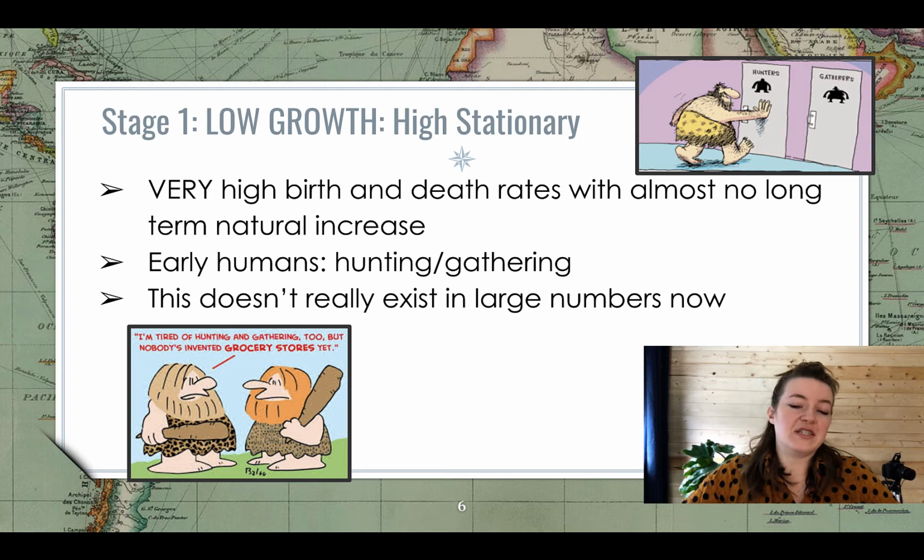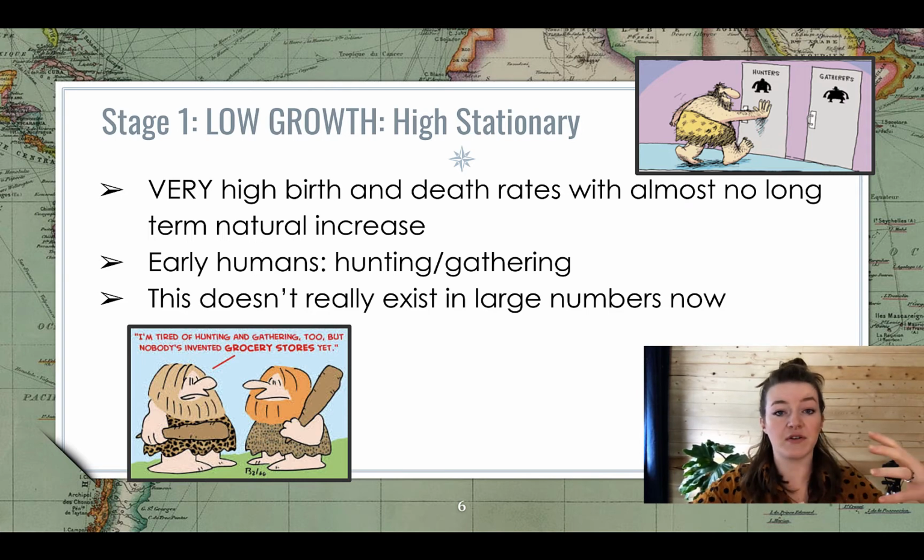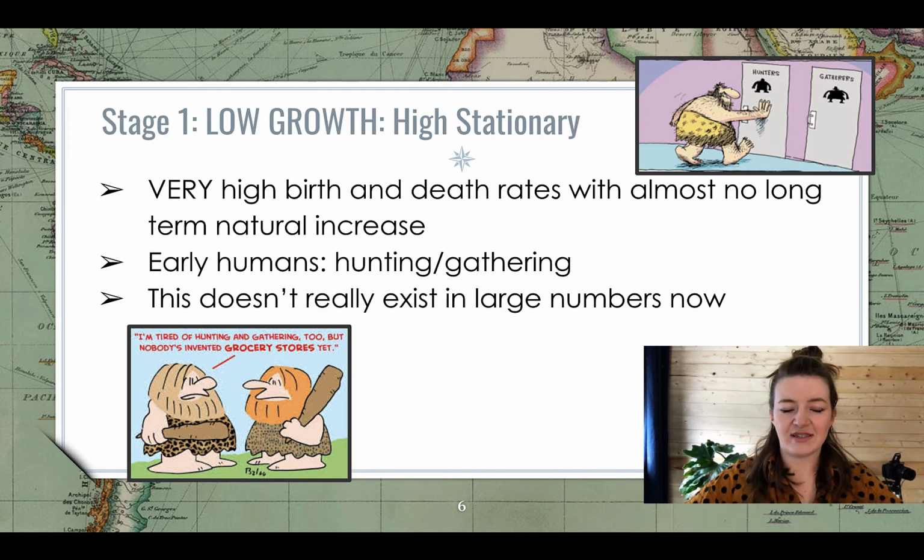So stage 1 is our stage of low growth. This is high stationary, meaning that our population is stationary, but deaths and births are both very, very high. It's not going anywhere, so there is basically no long-term natural increase. This is largely our early humans and hunter-gatherer societies, meaning that it doesn't really exist in large numbers anymore. There are no countries in stage 1. There are small populations, generally pretty tribal and isolated.